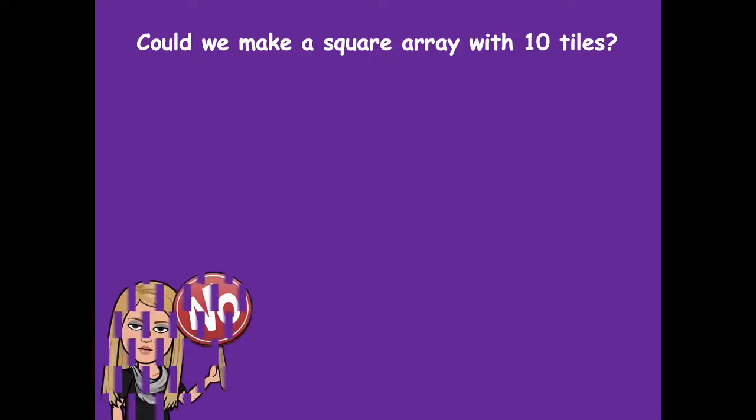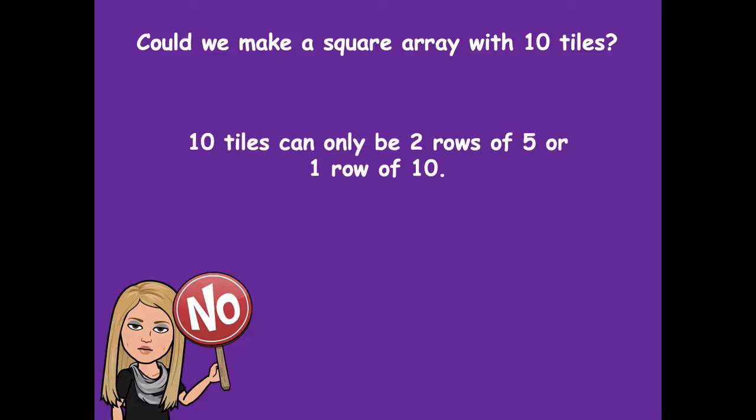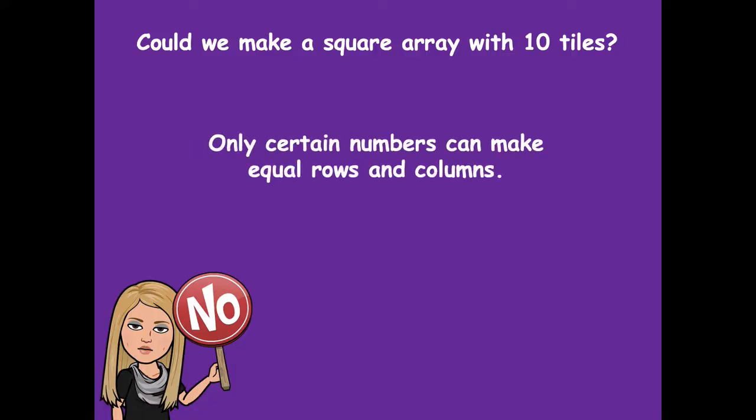All right, friends. So you can't do it, right? Because 10 tiles can only be made with 2 rows of 5 or 1 row of 10. They're not going to be equal. So only certain numbers can make equal rows and columns. So just always be keeping that in the back of your mind.